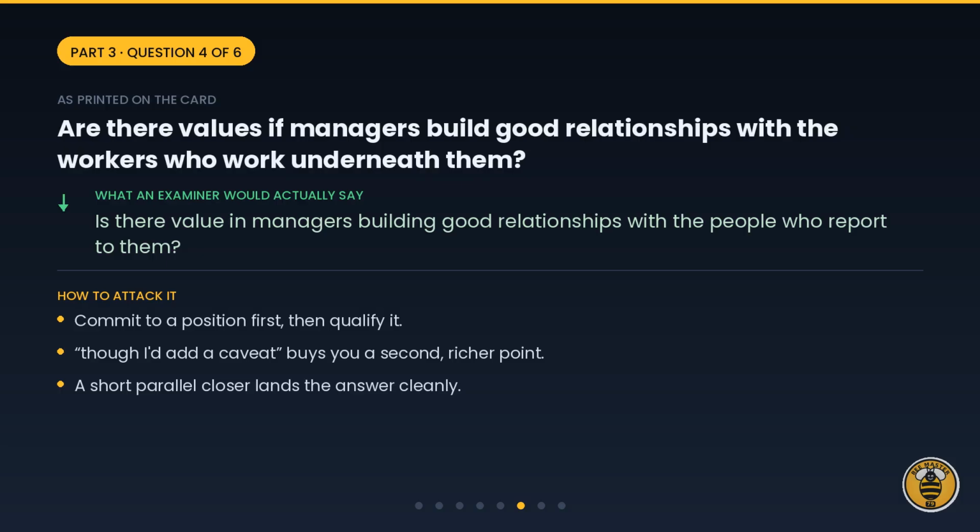Question fourth. As printed on the card, are there values if managers build good relationships with the workers who work underneath them? What that is asking is, is there value in managers building good relationships with the people who report to them? Here is how to approach it. Commit to a position first, then qualify it, though I'd add a caveat buys you a second, richer point. A short parallel closer lands the answer cleanly.